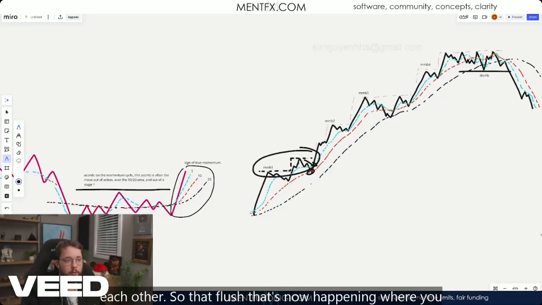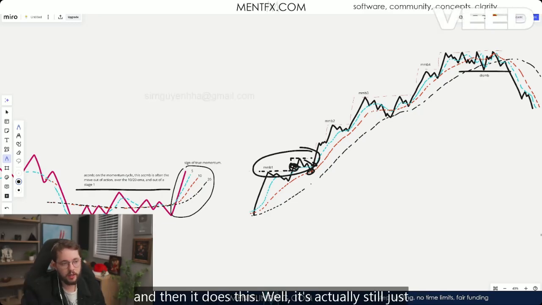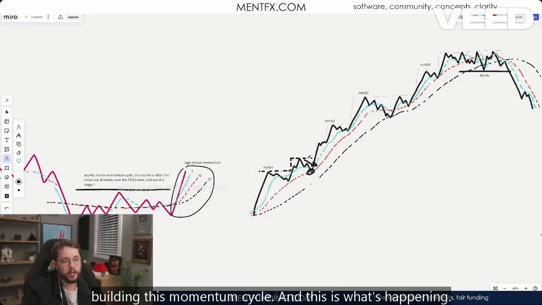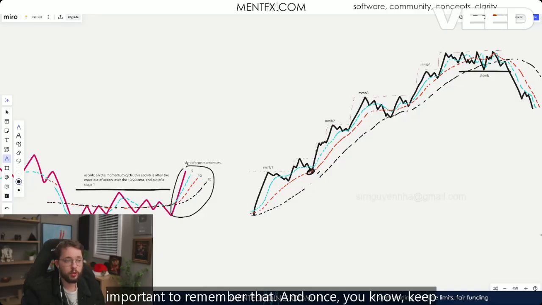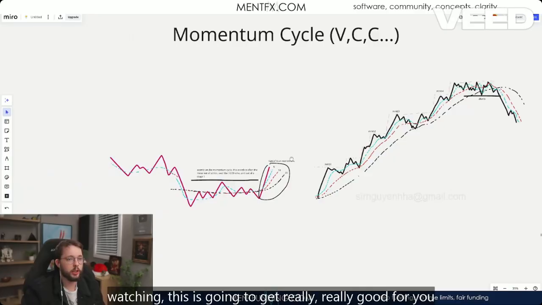So that flush that's now happening, where you might have traded here for your flush on the entry cycle because you're like, okay, it's part of the MMB1. I can get behind this. It's right at the 5. I can take this higher. And then it does this. Well, it's actually still just building this momentum cycle. And this flush is just coming to take you out here. Or on a prior trade you might have taken here, maybe it takes you out just by a little bit and then sets up new moves. Very important to remember that. And keep watching. This is going to get really, really good for you guys in a second.